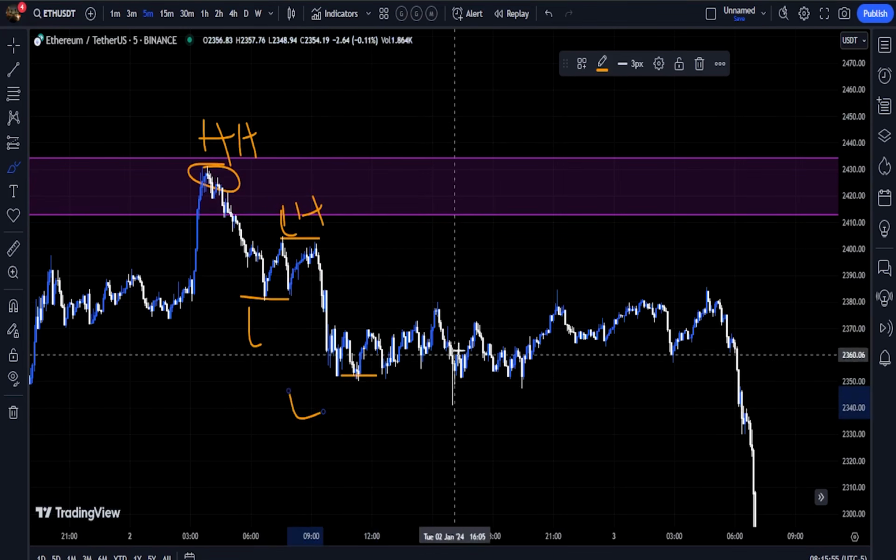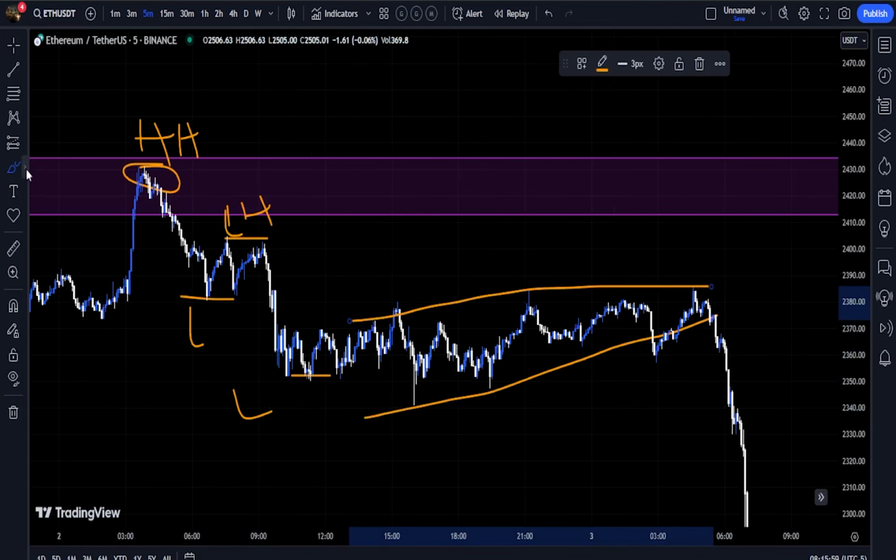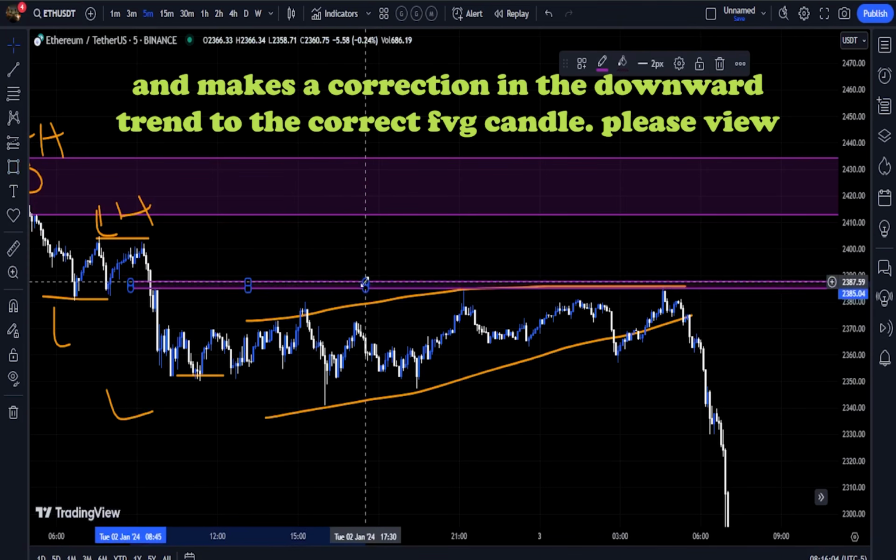but this tool, FIBO, can help you. When the price hits it, it throws the price up or down in its direction. And the second point is from the FVG candle, we can understand the reversal.